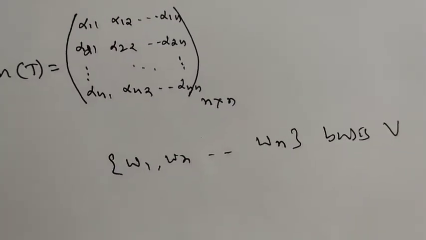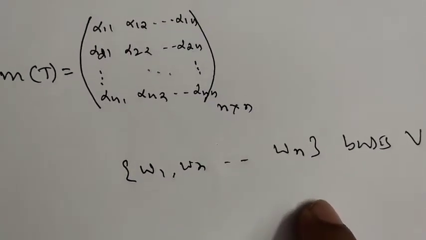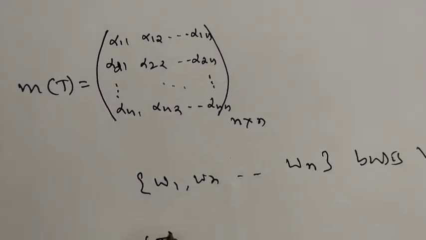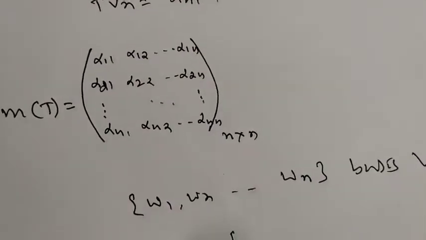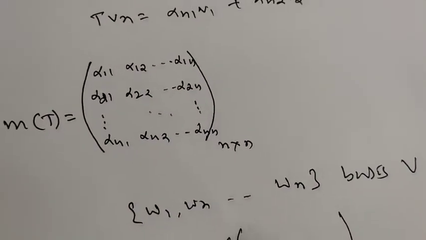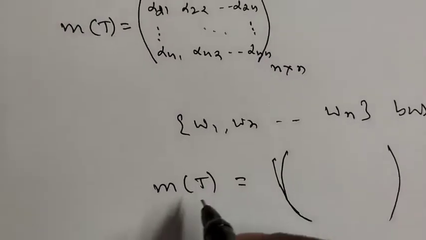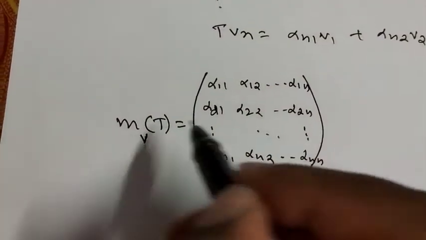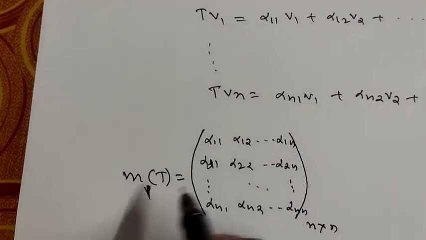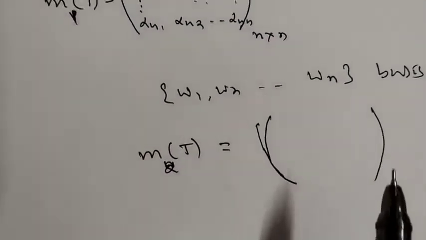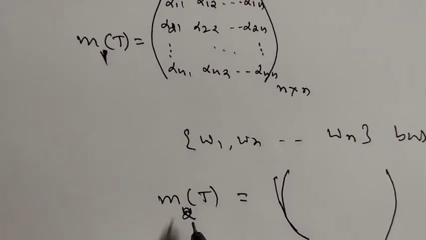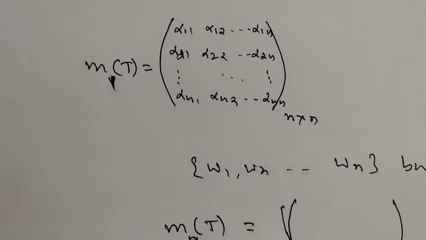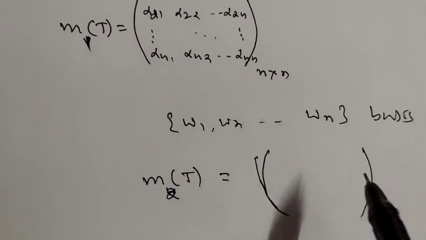Then corresponding to this basis we definitely have some matrix, which is also the matrix of T, relative to this basis W1, W2, etc., Wn. We may denote this by the matrix Mw of T. This is the matrix corresponding to the first basis, or M1 of T, better this is the notation. So M1 of T, M2 of T. Now both of these matrices represent the same linear transformation, which is T.